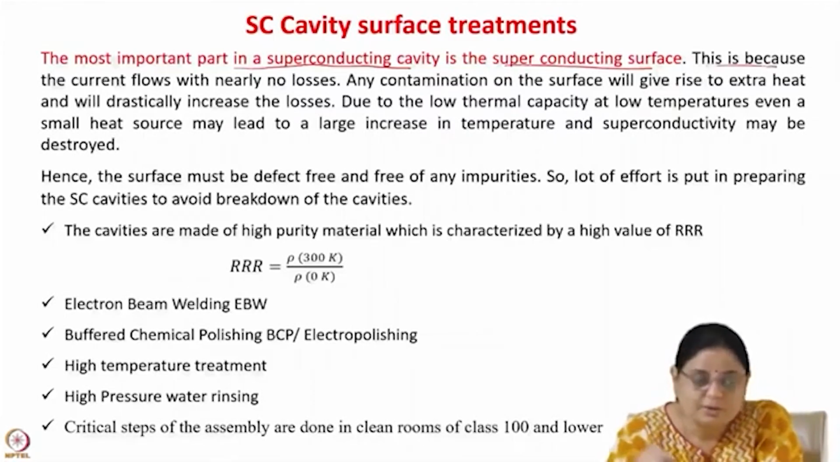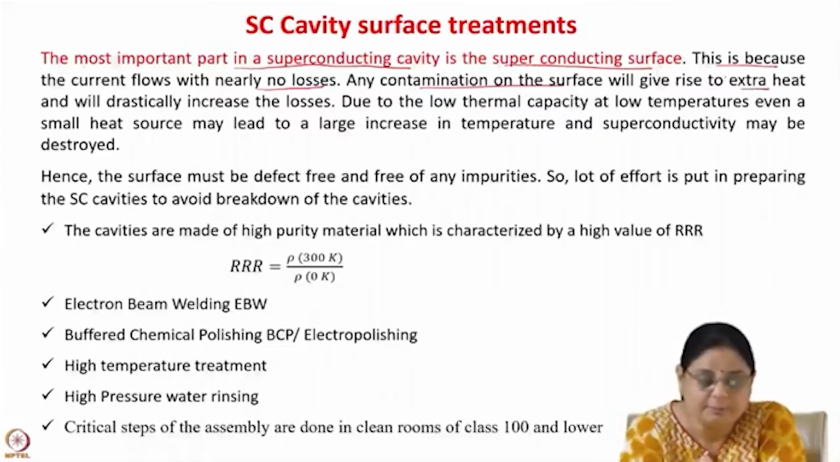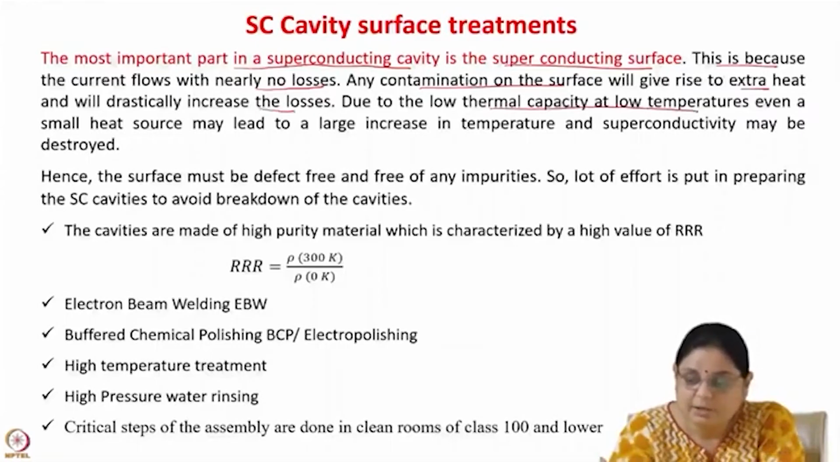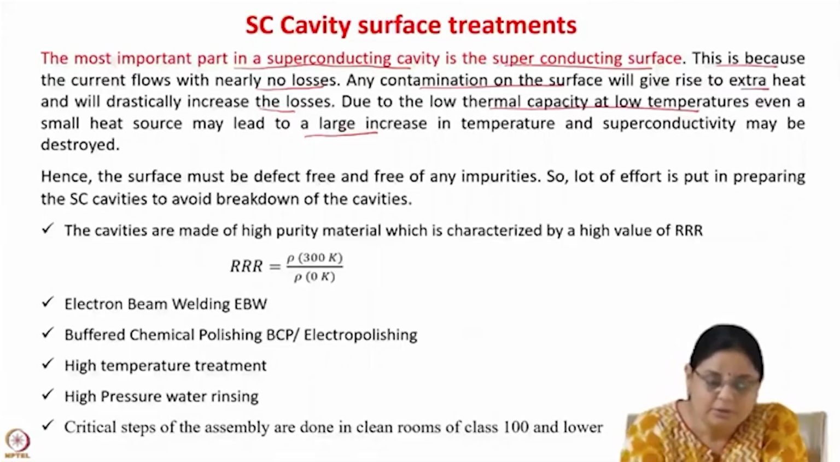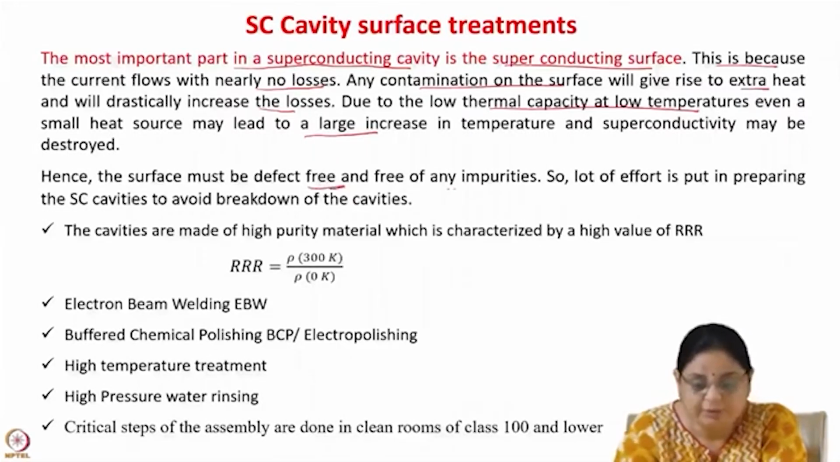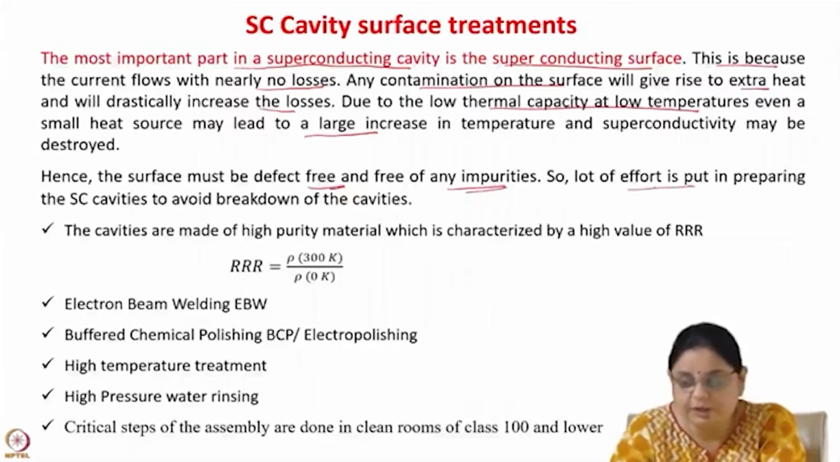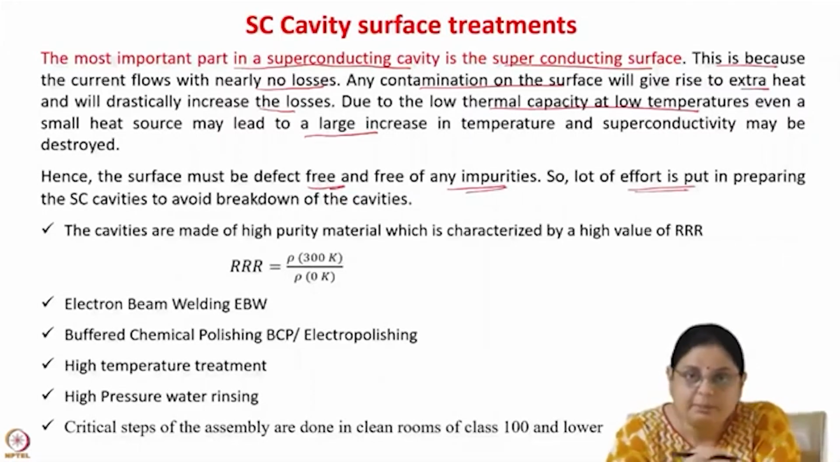This is because the current flows on the surface with nearly no losses. Any contamination on the surface will give rise to extra heat and will drastically increase the losses. Due to the low thermal capacity at low temperatures, even a small heat source may lead to a large increase in temperature and superconductivity may be destroyed. So the surface must be defect free and free from any impurity. A lot of effort is put in preparing the surface of the cavity and also maintaining it at a high level of cleanliness.